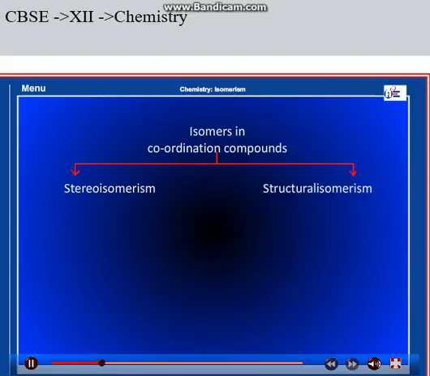Stereoisomers have the same chemical formula and chemical bonds but differ in the relative orientation of these bonds. Stereoisomers are further classified as geometrical isomers and optical isomers. Geometric isomerism arises due to the different possible geometric arrangements of the ligands.